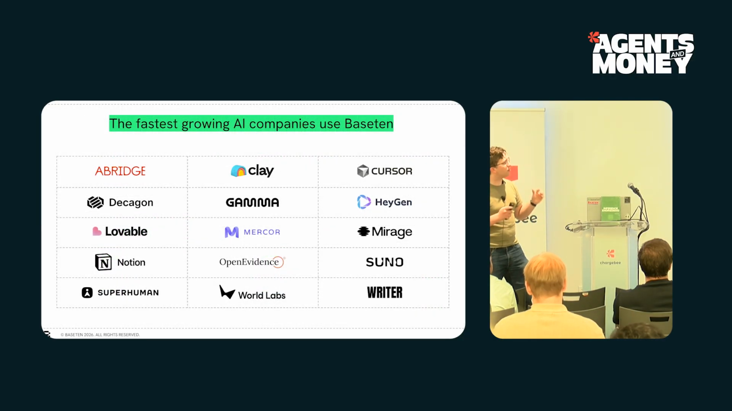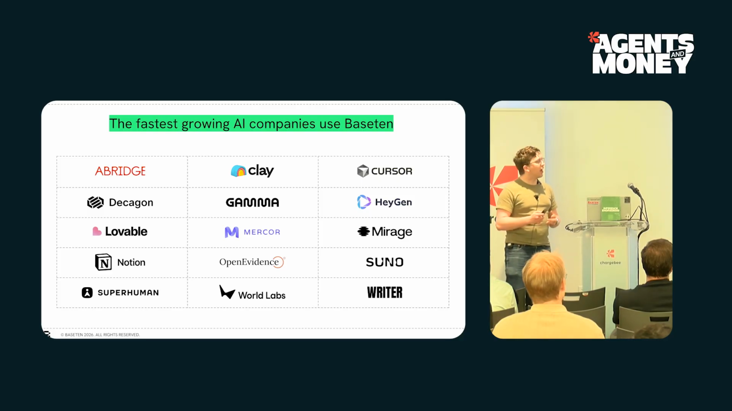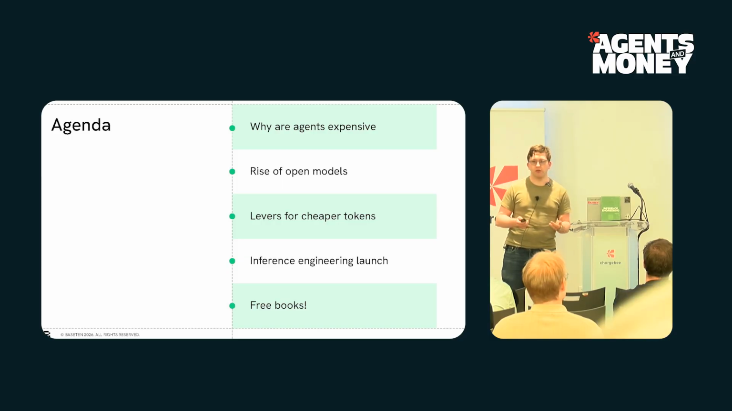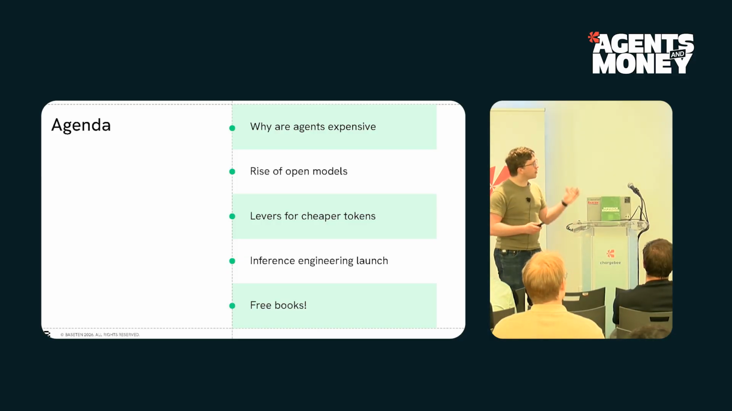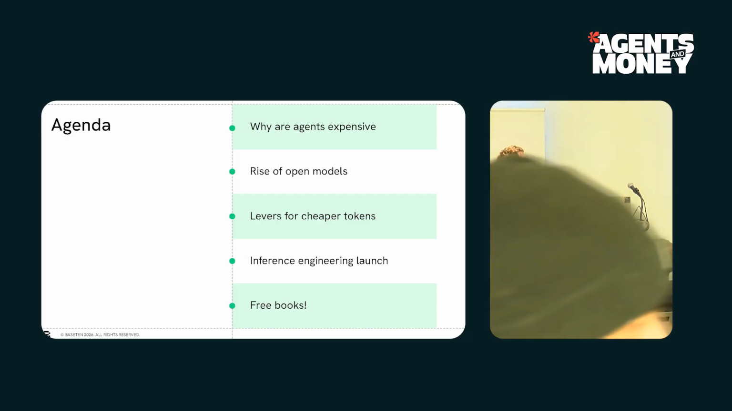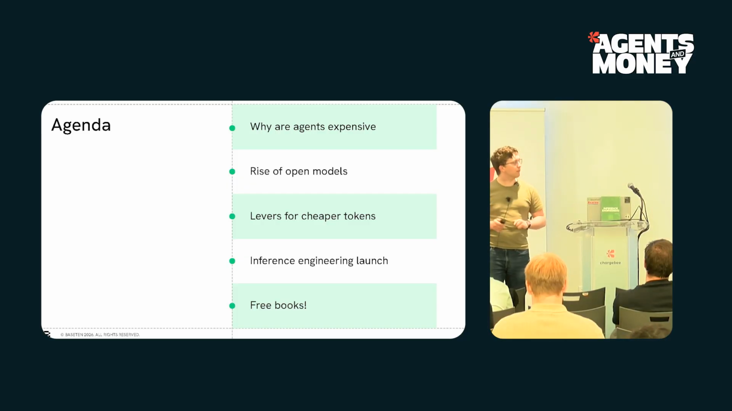We power inference for a lot of the fastest growing AI companies in the world. And one thing I've learned through this that I'm going to talk about today is, why are agents so expensive to run? And then we're going to talk about a few things you can do about it. The rise of open models and the levers that these have opened up for you to get cheaper tokens. And then we're going to do a really fun launch together related to both agents and money. And then I'm going to give away some free books.